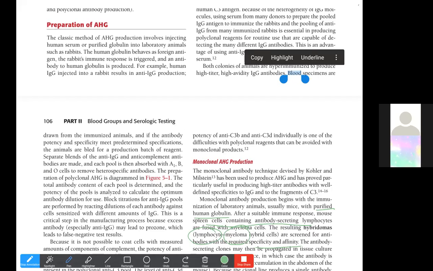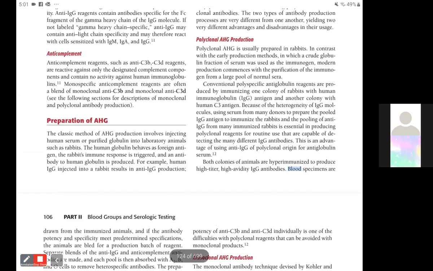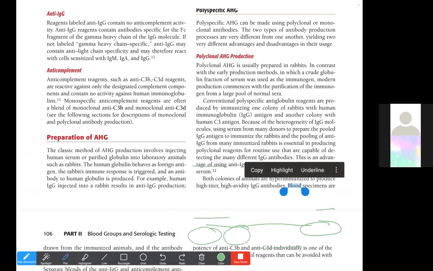So the monoclonal is always going to be made by hybridoma technology, whereas the polyspecific AHG is going to be made by using a colony of rabbits, one immunized with the IgG component, the other with the C3 component, and the antibodies produced would then be pooled together to make this polyclonal reagent.